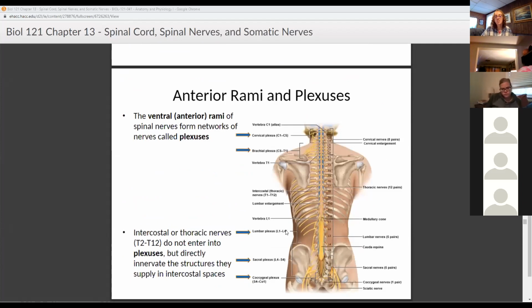So the anterior rami and plexuses. The ventral anterior rami form networks called plexuses. We have a cervical plexus, a brachial plexus, and a lumbar, a sacral, and a coccygeal plexus. We don't have a thoracic plexus. The intercostal or thoracic nerves will not enter plexuses, but will directly innervate the structures they supply in the intercostal spaces.